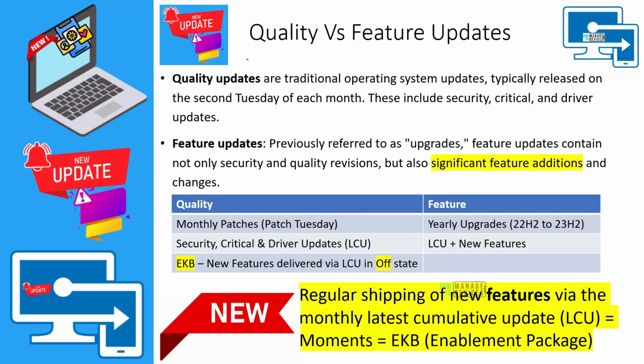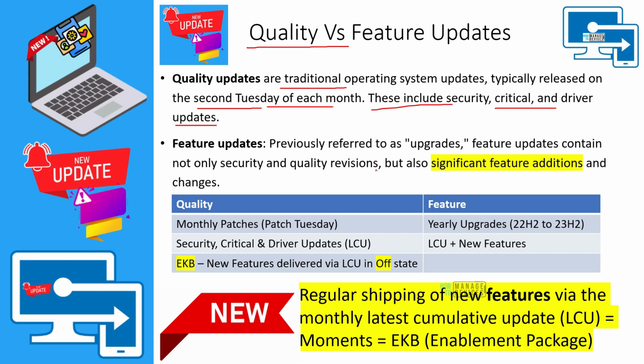In this slide we are going to discuss the difference between quality versus feature updates. What are quality updates? Quality updates are traditional operating system updates. Basically, these are monthly updates. Normally, these updates get released on the second Tuesday of each month. We call this Patch Tuesday. These normally include security, critical, and driver updates.